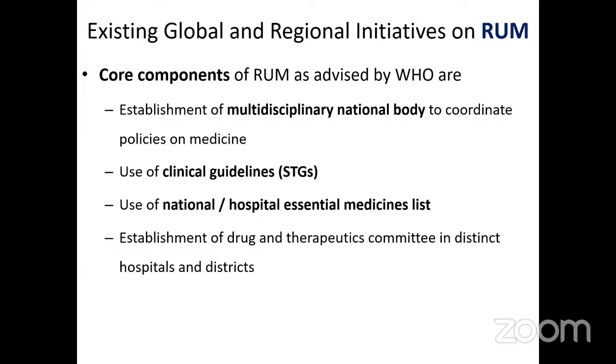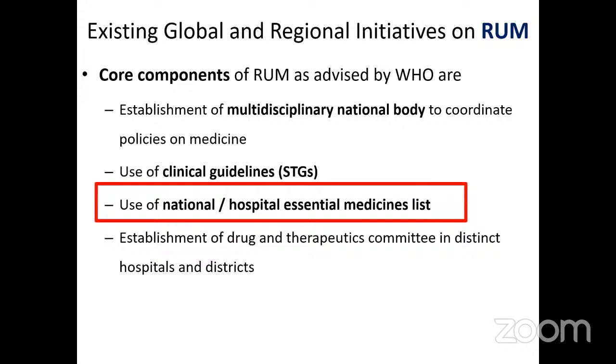So existing global and regional initiatives on RUM include the core competence, and the use of the national and hospital essential medicine list. Every hospital has the responsibility to produce its own essential medicine list. Every government hospital needs to have one, because every hospital has a different variety of patients, and the essential medicine list of that particular government or private hospital is not similar to the other one.